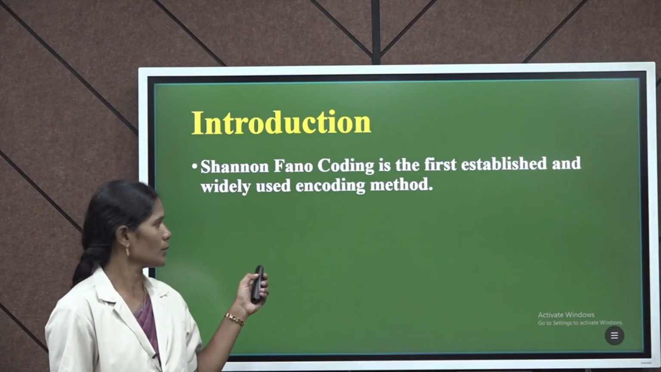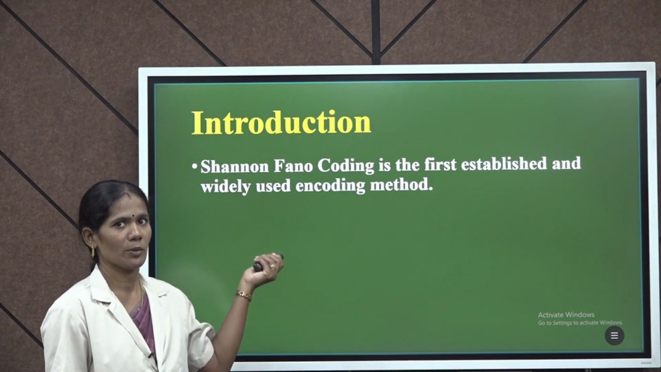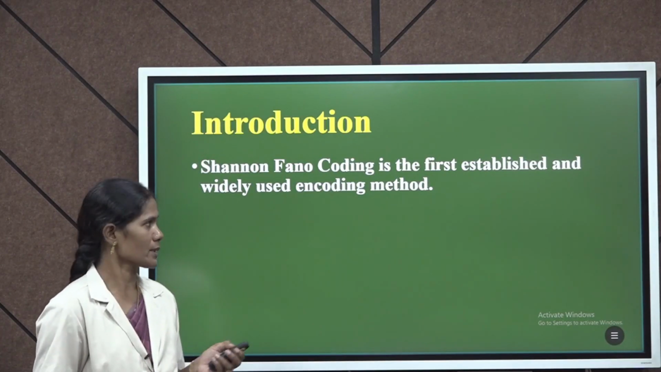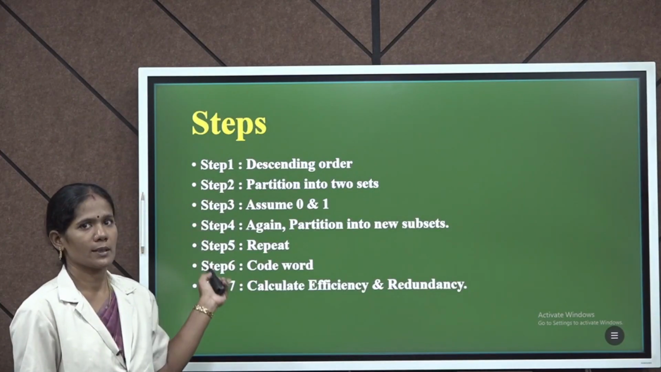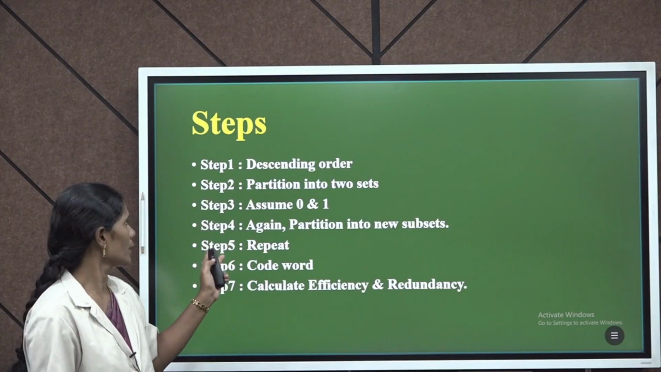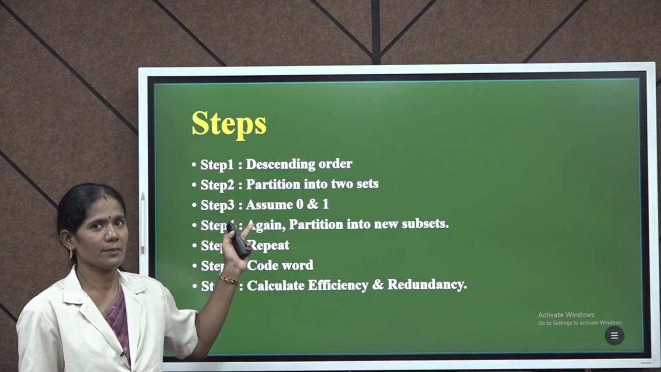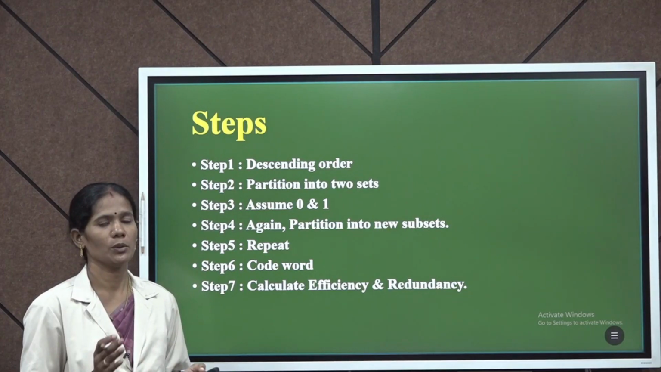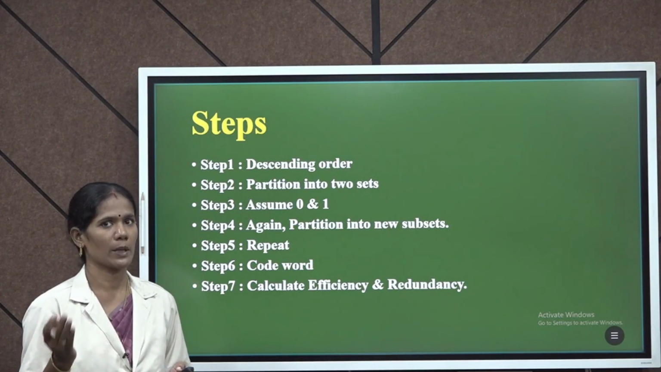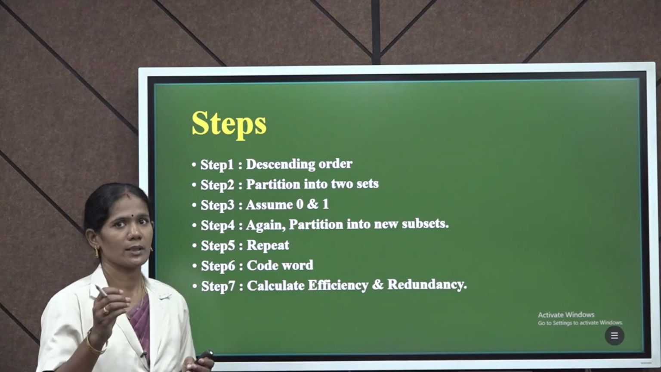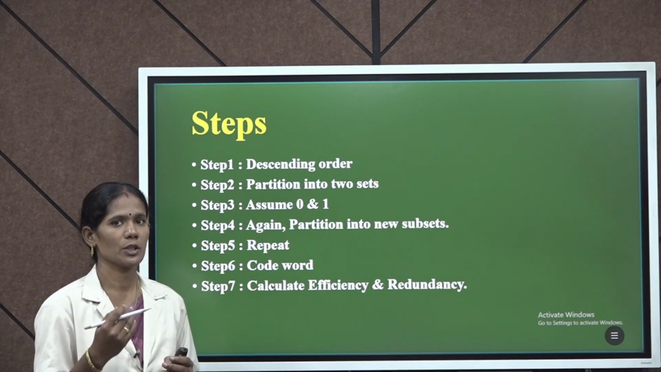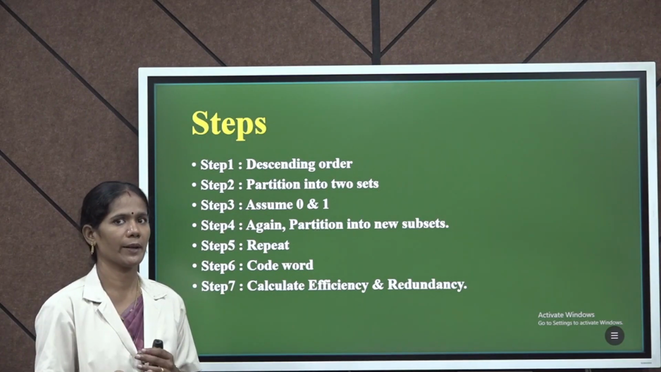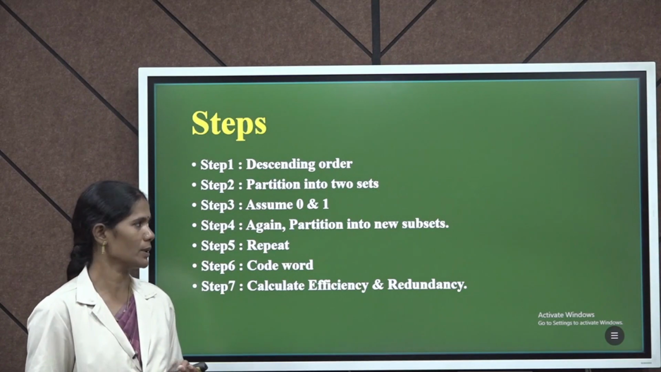In this method also, we can identify the maximum efficiency by partitioning the given set into two equivalent subsets. By using these steps we can construct Shannon-Fano code. The first step is to arrange the given symbols in descending order. Then the second step is to partition the given set into two equal subsets with equiprobable values, 0.5 and 0.5, otherwise nearly equiprobable. 0.55 and 0.45 is also possible here.